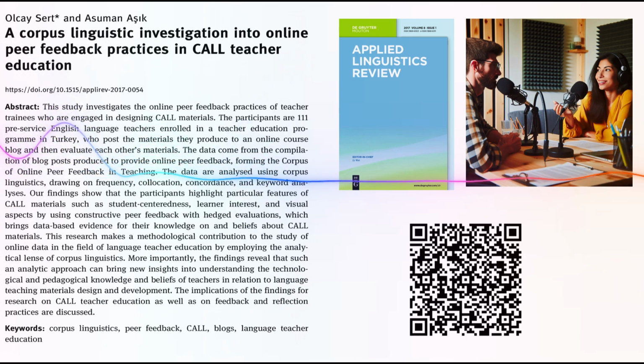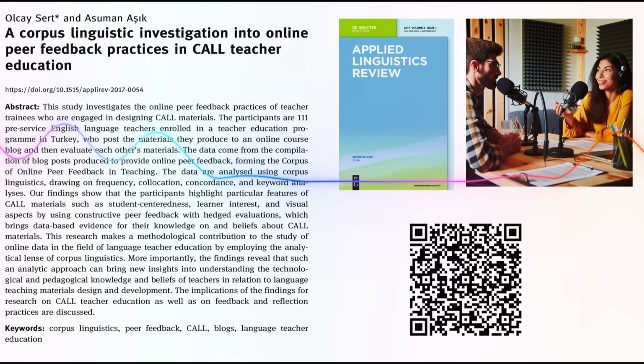And the source we're unpacking today is a study. It's called A Corpus Linguistic Investigation into Online Peer Feedback Practices in CALL Teacher Education. Came out in 2020. Right. Sert and Aşık. Yep. And it's looking at how future English teachers give feedback to each other on materials they design for computer-assisted language learning. CALL, yeah. Basically using tech in language teaching. Apps, online exercises, that kind of thing.